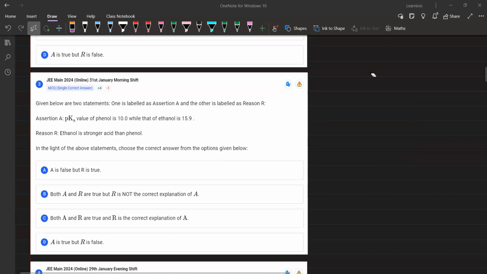Try this. The pKa value of phenol is 10, while that of ethanol is 15. Ethanol is a stronger acid than phenol. This is quite easy. You can take 2 minutes.